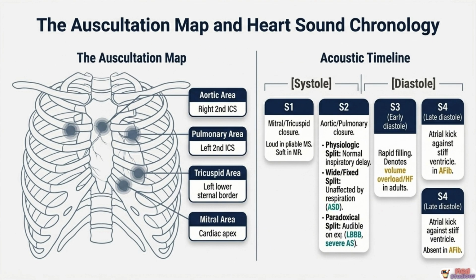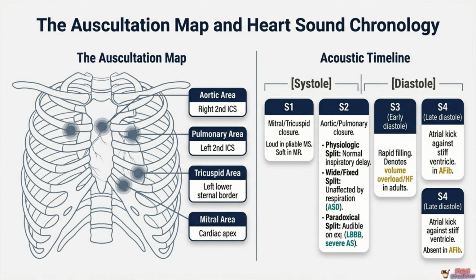Systematic auscultation relies on a precise anatomical map paired with an equally precise acoustic timeline. The aortic area sits at the right second intercostal space, the pulmonary area at the left second intercostal space, the tricuspid area at the left lower sternal border, and the mitral area directly at the cardiac apex. Now layer the timeline of heart sounds onto this map.